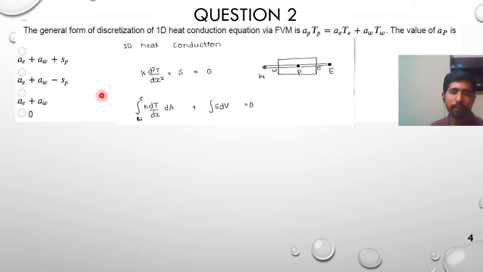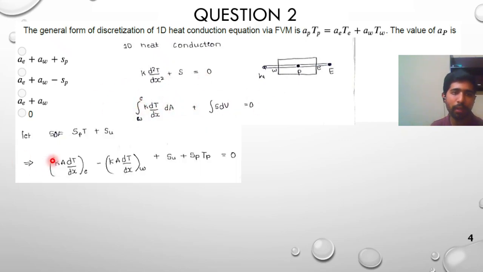Now I am doing the finite volume integral, which is a regular process for me. Now S delta V, I will just write as SP into T plus SU. I think this was also there in the weekly content. What we are trying to tell here is that the source term may be a constant, or it may depend on the temperature, or it might be a combination of both.